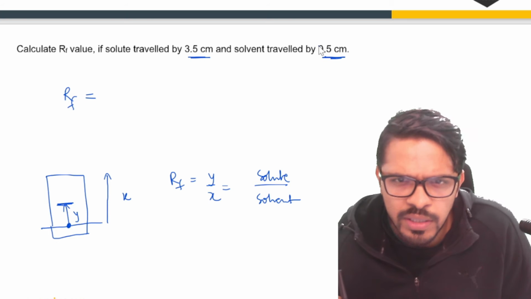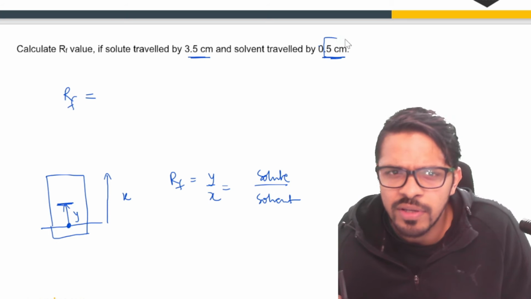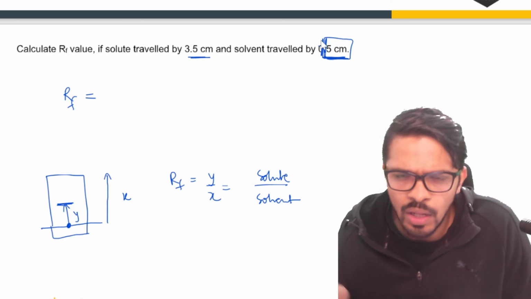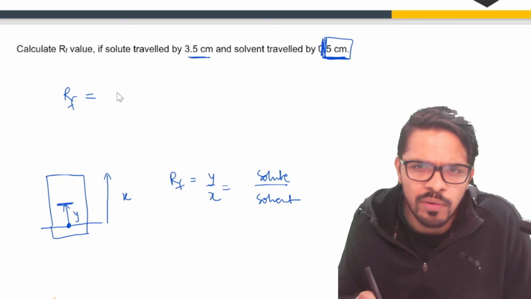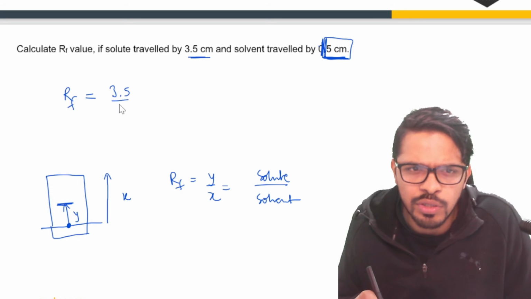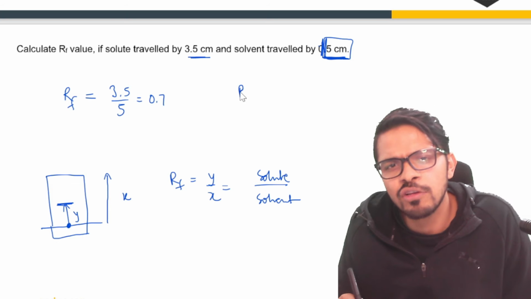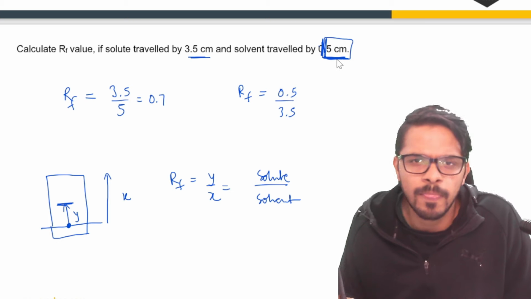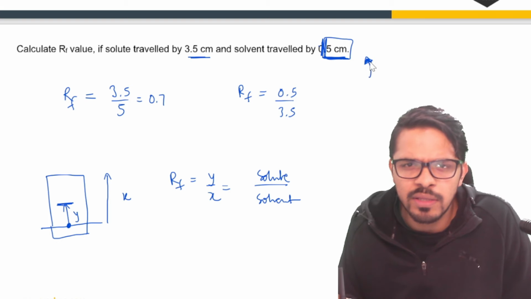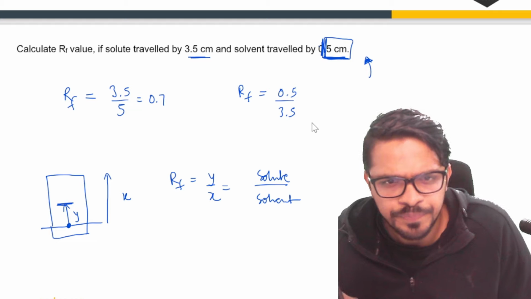I think this would be either 5 centimeters because the solvent always travels a higher distance, or the values would be reversed. Basically the smaller value is divided by the bigger value. So 3.5 divided by 5, which is 0.7. If the values were reversed, I can say the answer would have been 0.5 by 3.5. And since this paper is memory based, I think there is some confusion here.